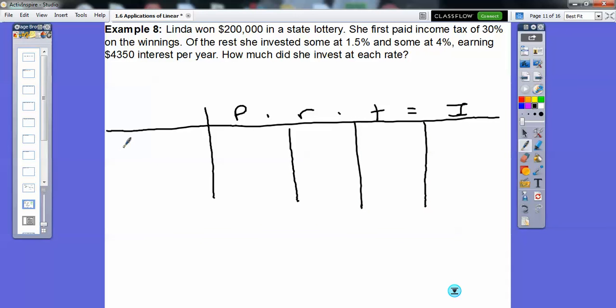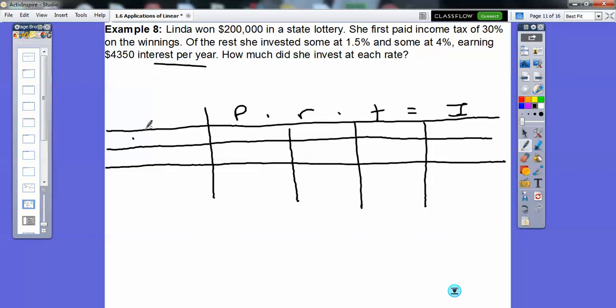There's a point. Okay, what things are we mixing together? I know the T's are all one. Okay, our T's are all 1 because it says interest per year. Oh, pretty good. What are my row labels going to be? Our percents. Now, 30% first. The 30%, this is the trick to this problem. Is the 30% how I'm actually going to invest it?